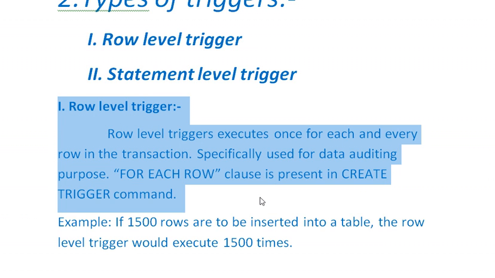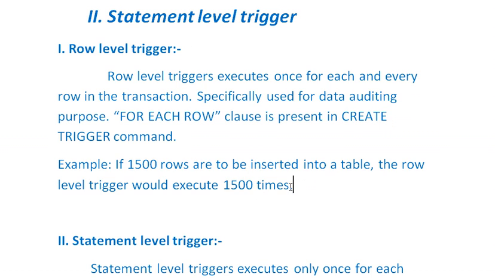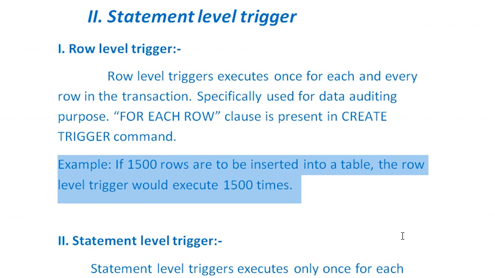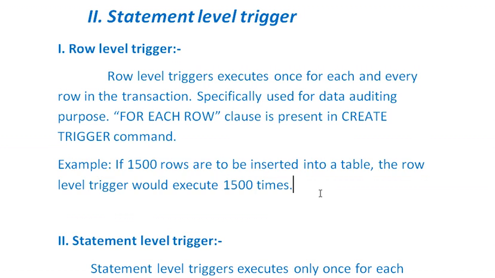A row level trigger executes once for each and every row in the transaction, and is specifically used for data auditing purposes. We use the row level trigger for data backup purposes. We use the FOR EACH ROW command while writing a row level trigger. Here we will see one example. If 1500 rows are to be inserted in a table, the row level trigger would execute 1500 times. Means for 1500 rows the trigger will be executed 1500 times. So this is the basic concept of the row level trigger.